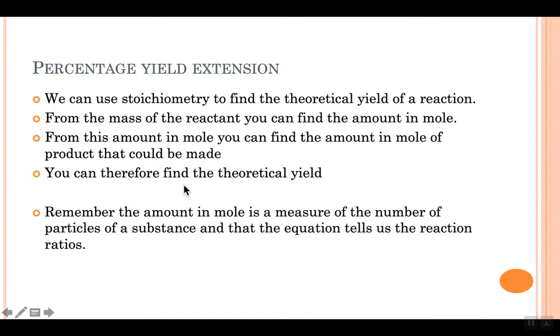So we use the stoichiometry to find the theoretical yield. Remember, from the mass of a reactant, you can find its amount in mole. Then, using your equation, you can find the amount in mole of the product that can be made, and therefore you can find the mass of the product that can be made. And that's what we do to get theoretical yield. So if it's not given to you in the question, that's what you can do. So let's look at an example.